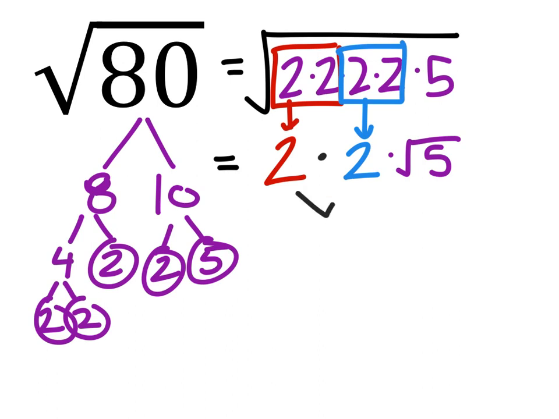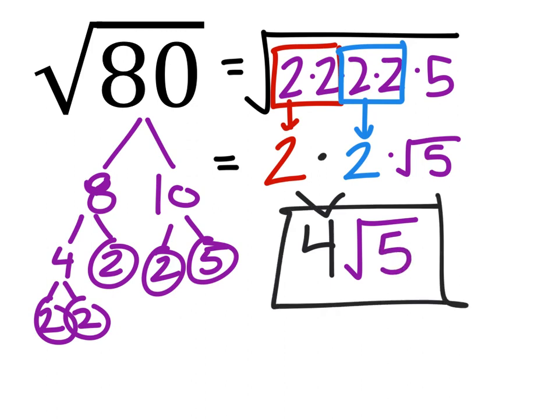So 2 times 2, bam, 4. Square root of 5, bam, square root of 5. There it is, the final simplified answer.